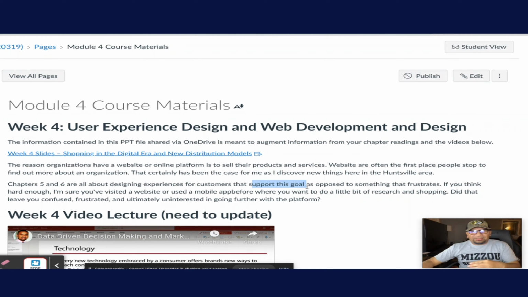Okay, so that's chapter 5. And then chapter 6 follows right along with the user experience design chapter, and it's related to web development. Because when it comes to digital marketing, which is what this class is about, most organizations typically rely on a website as the main point of contact for people to look up information about the products or services that the organization offers.